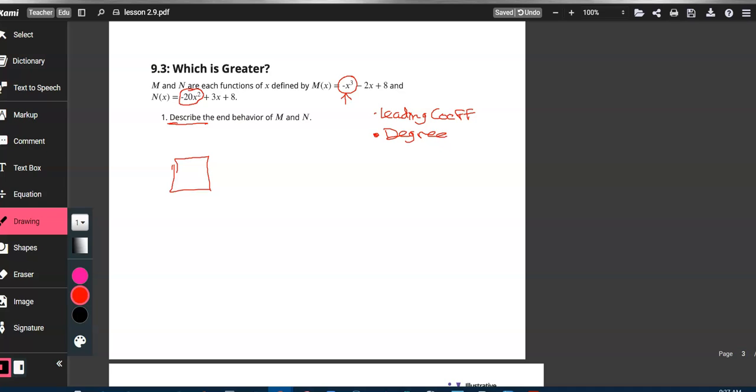So let's describe n together, and you could do m of x on your own. So looking at negative 20 x squared, I see that x squared is even and the leading coefficient is negative. So then that tells me that it looks like something like this.